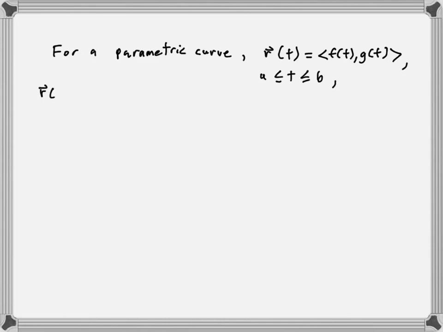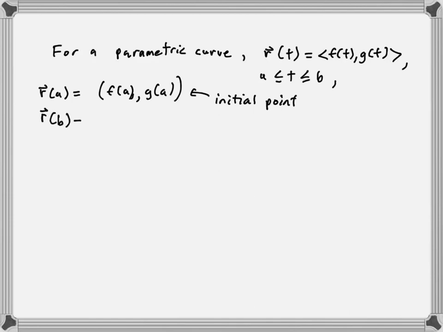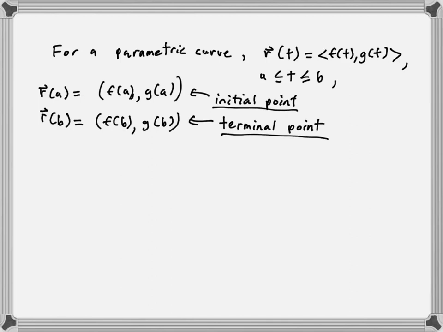So r of a, which is going to be the point f of a, g of a, this is going to be the beginning, and we call this the initial point. And if you plug in r of b, this is going to be the point f of b, g of b. And this is called the terminal point. Okay, so we have the initial point and we have the terminal point.